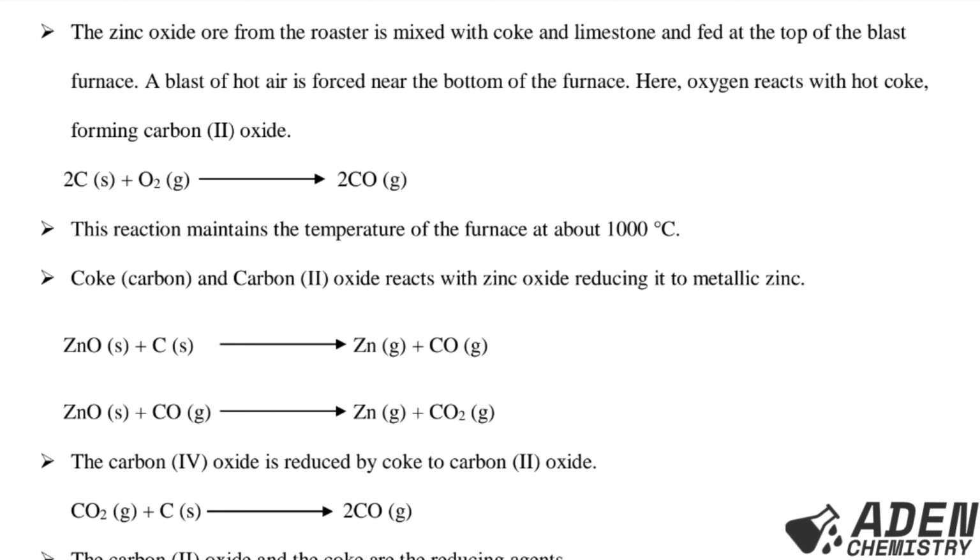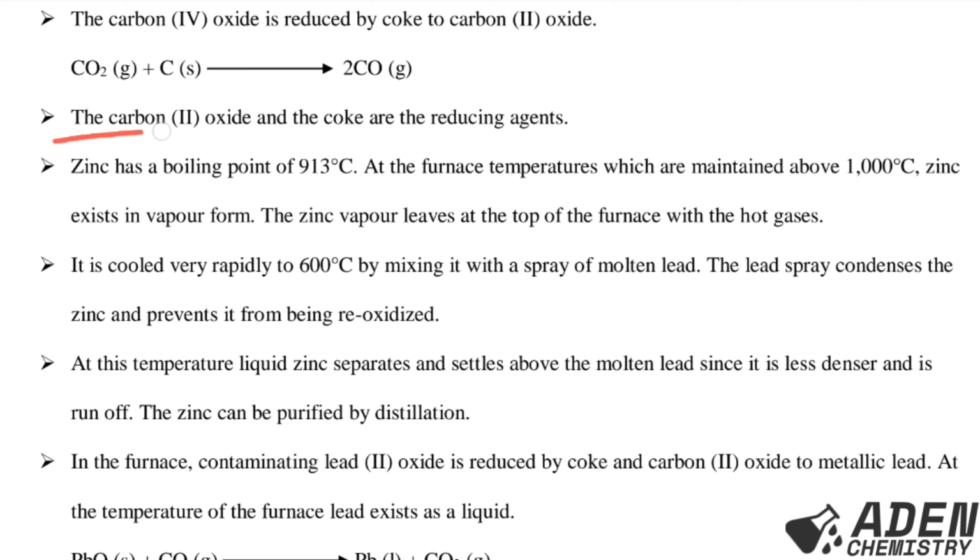So next we are saying the carbon dioxide is reduced by coke to carbon monoxide. So the carbon dioxide that we are getting here will be reduced to carbon monoxide by the coke. And the equation for that reaction will be carbon dioxide gas reacting with coke solid, giving us 2 moles of carbon monoxide gas. So next we are saying the carbon monoxide and the coke are the reducing agents, but carbon monoxide will be the main reducing agent because of the large surface area which is in contact with the zinc oxide.